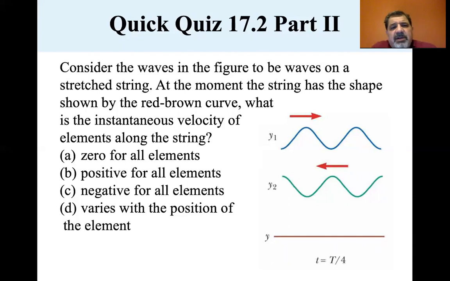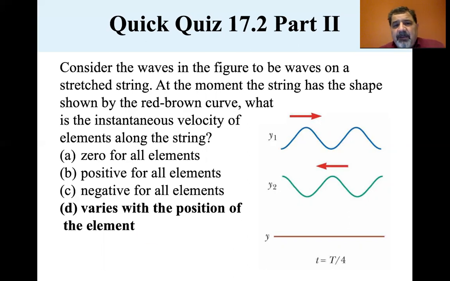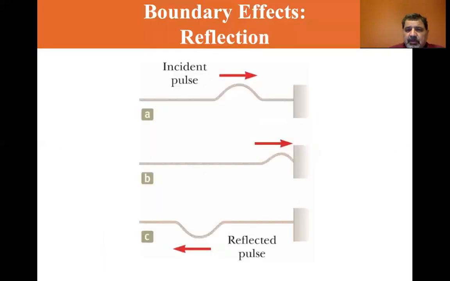Okay, here's another one. Consider the waves in the figure to be waves on a stretched string. At the moment the string has the shape shown by the red-brown curve, what is the instantaneous velocity of the elements along the string? 0 for all elements, positive for all elements, negative for all elements, or varies with the position of the element? And in this case, it varies with the position of the element. Near a nodal point, elements on one side of the point are moving upward at this instant, and elements on the other side are moving downward. So it varies with the position of the elements. Okay, next we'll do boundary effects.